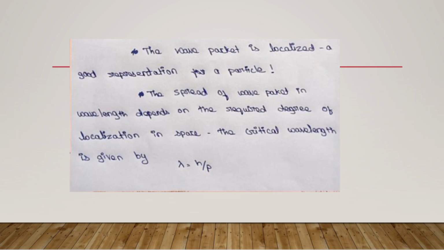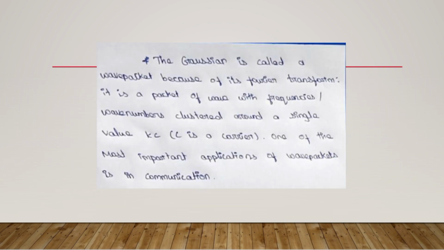The critical wavelength is given by lambda equals h by p. The Gaussian is called a wave packet because of the Fourier transformation. It is a packet of waves with frequencies and wave numbers clustered around a single value kc. kc is the carrier. One of the most important applications of wave packets is communication.